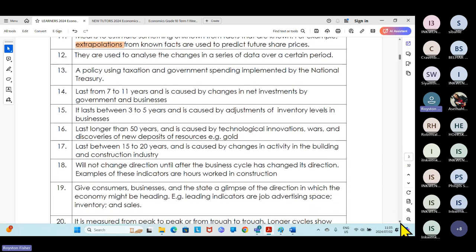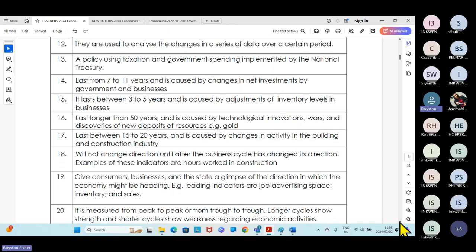Number 12. Used to analyze the changes in a series of data over a certain period of time. And unfortunately, they do not give you the answer here. So it is used to analyze the changes in a series of data over a certain time. Moving averages. Thank you, Bala.